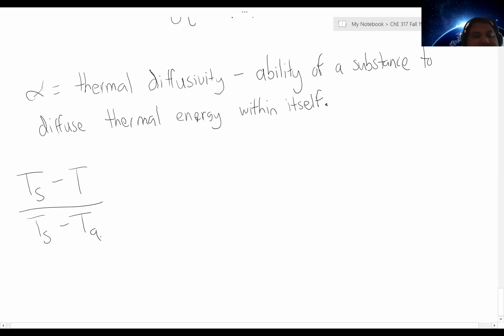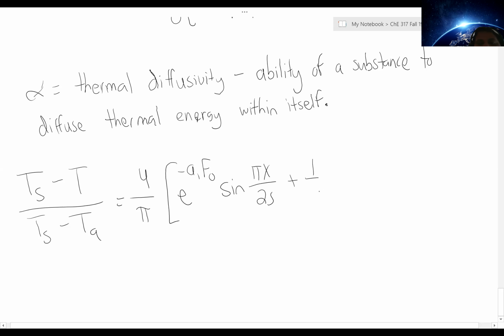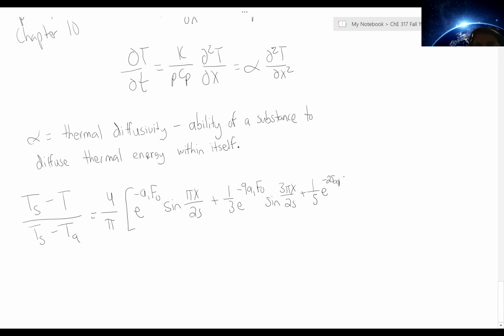Ts minus T over Ts minus Ta, which I'll define in a second, as 4 over pi times the quantity e to the negative A1 times Fo times the sine of pi x over 2s plus 1/3 e to the negative 9 A1 Fo times the sine of 3 pi x over 2s plus 1 over 25, or excuse me, 5 times e to the negative 25 A1 times Fo times the sine of 5 pi x over 2s. And those are the first three terms we really only need for the series solution.